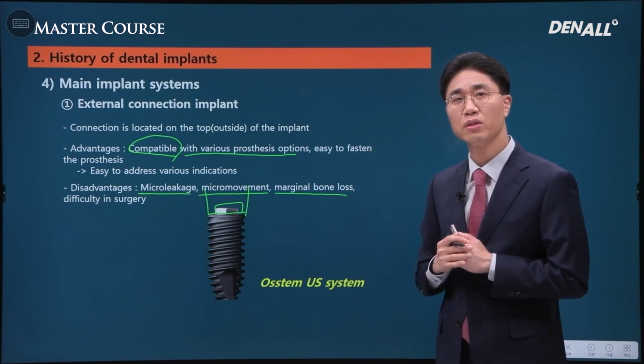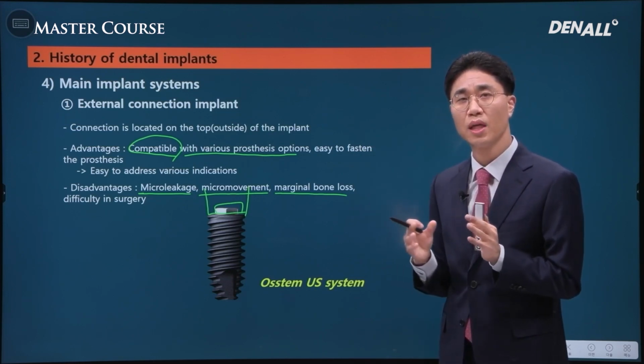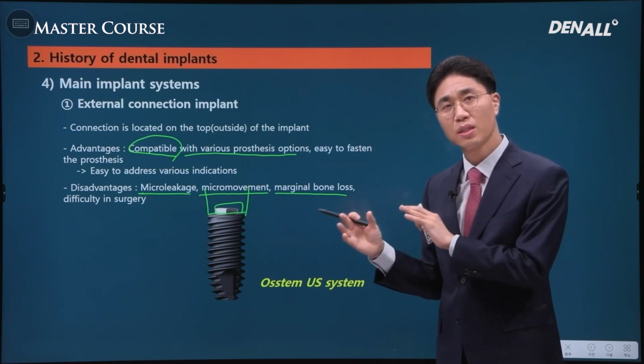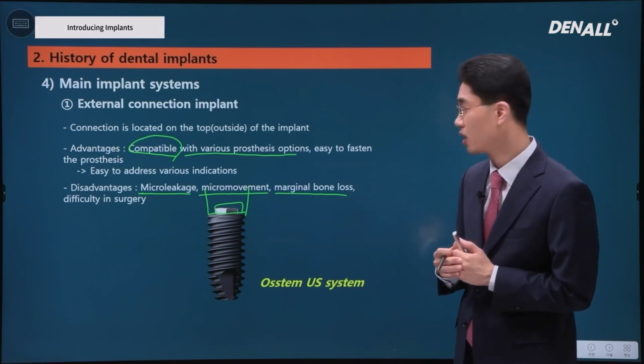The advantages and disadvantages listed here are comparative: compared with internal type, external type showed such traits.